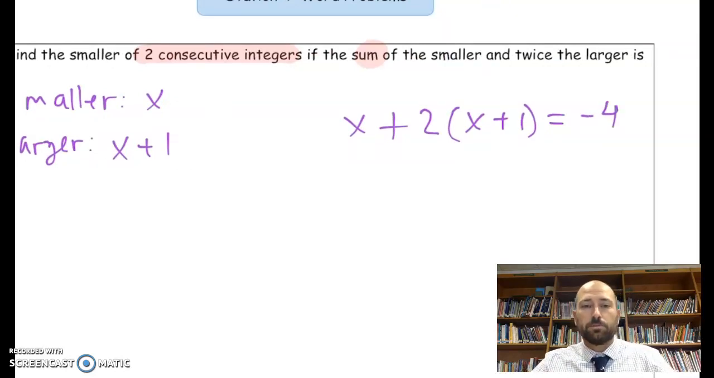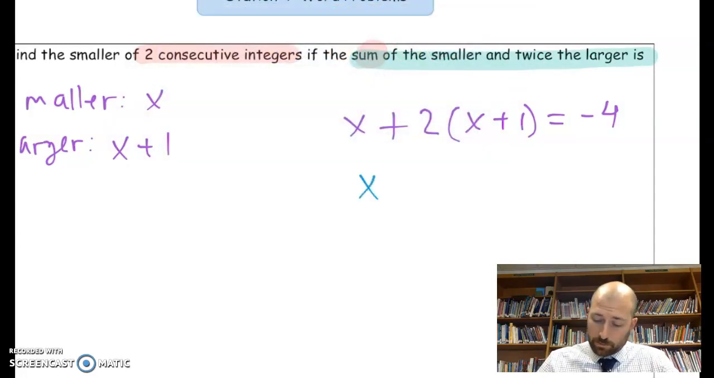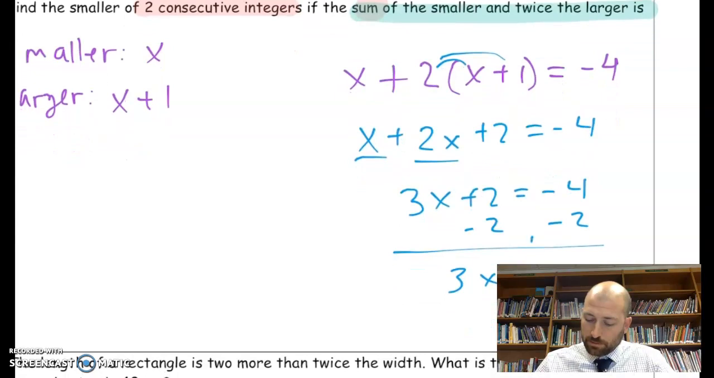So x and x plus 1 came from the consecutive integers. The equation came from the sum of the smaller and twice the larger. I am going to solve that first by distributing. Then combining like terms. I have 3x plus 2 is equal to -4. Inverse operations.